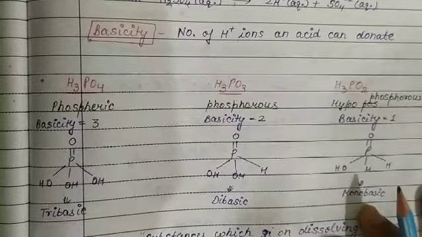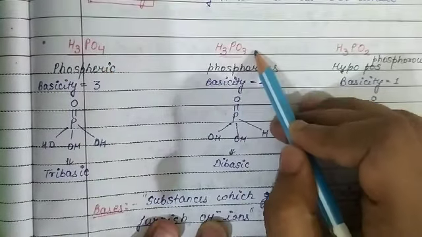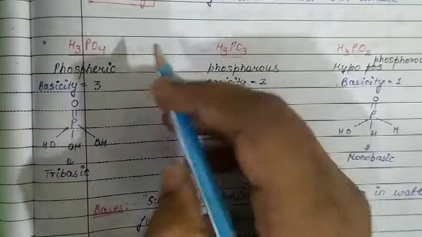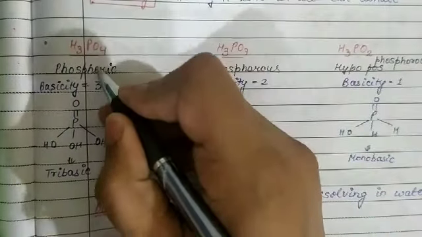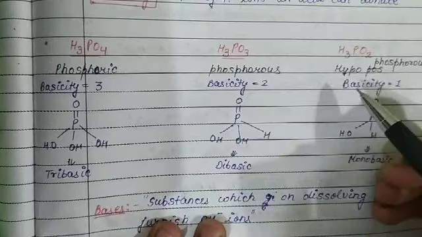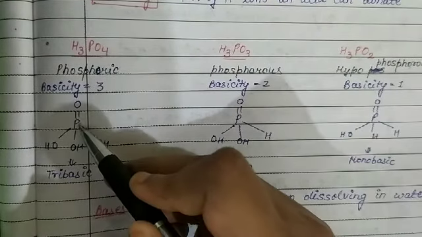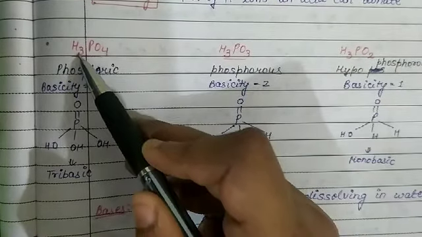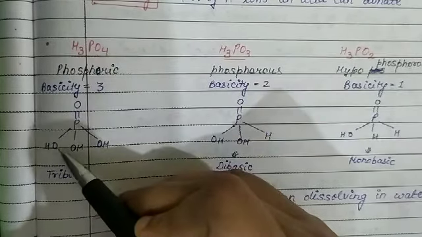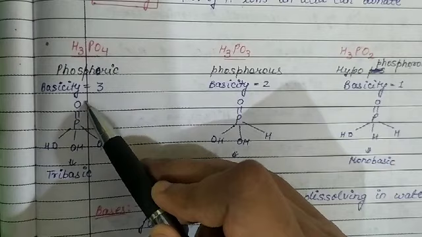Next, 3 acids are given: H3PO4, H3PO3, and H3PO2. H3PO4 is phosphoric acid, H3PO3 is phosphorus acid, and H3PO2 is hypophosphorus acid. See the structure of H3PO4. How many H are there? 3 H are there, so make 3 H pair with oxygen, which means 3 OH groups. The remaining oxygen will be in the form of a double bond.